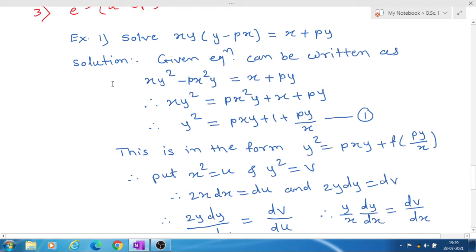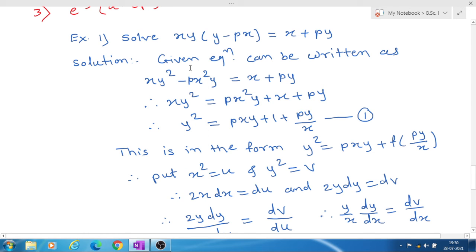Let us see one example. Solve xy(y − px) = x + py. Since here is xy and here is y, on multiplication this becomes x y², and here is p y. So this is not in Clairaut's equation, but we simplify this equation and substitute y² = v and x² = u, so that we get Clairaut's form of equation.